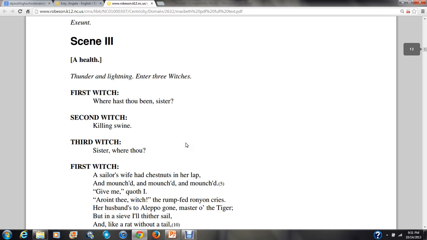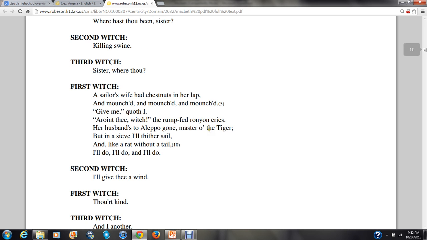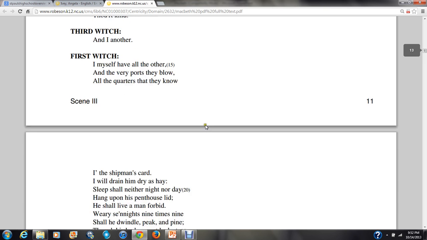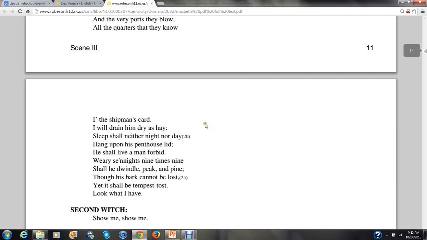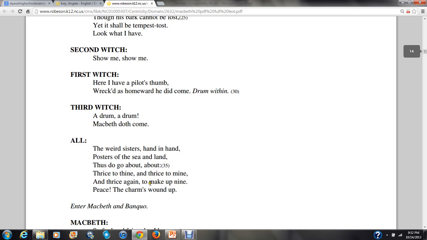So in scene 3, the first witch and the second witch are together, and they're basically discussing the things that witches talk about. Apparently, one of them got upset with a sailor's wife because the sailor's wife would not give her chestnuts, and she puts a hex on her, a curse on her, and basically curses her husband, which is exactly what you would expect a witch to do. They're just getting together and talking about all the mischief that they've been involved in, and then Macbeth enters.